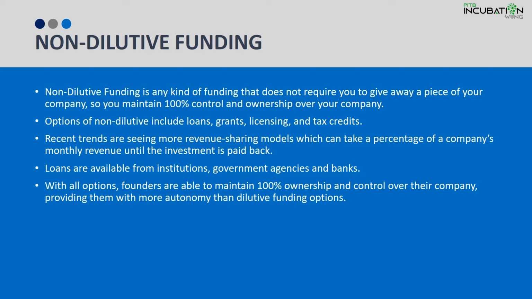Recent trends are seeing more revenue sharing models, which take a percentage of a company's monthly revenue until the investment is paid back. Loans are available from institutions, government agencies, and banks. With all options, founders are able to maintain 100% ownership and control over the entire company, providing them with more autonomy than dilutive funding options.